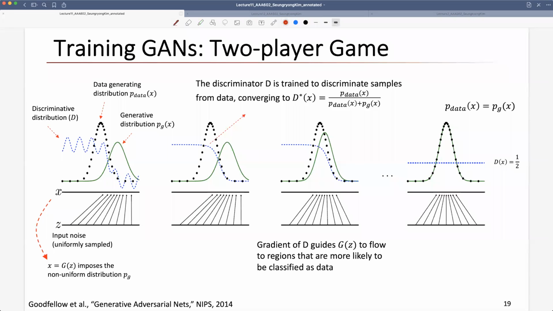Let me redraw like this. Z is here, noise.